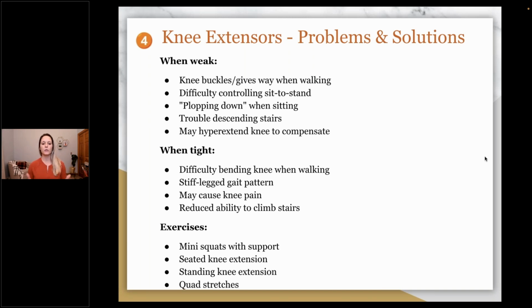Number one, we can do some mini squats with or without support. Number two is seated knee extension. Number three is standing knee extension. And then number four is quad stretches. So let's practice those together.